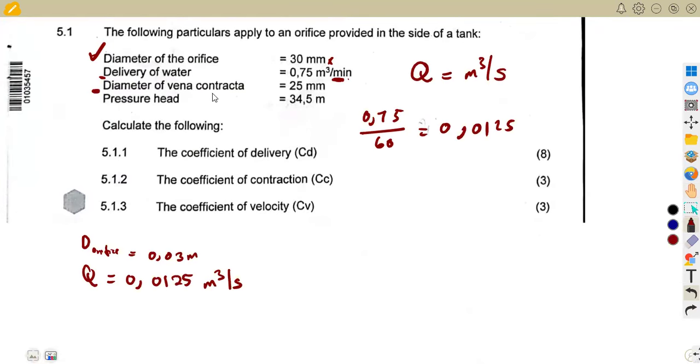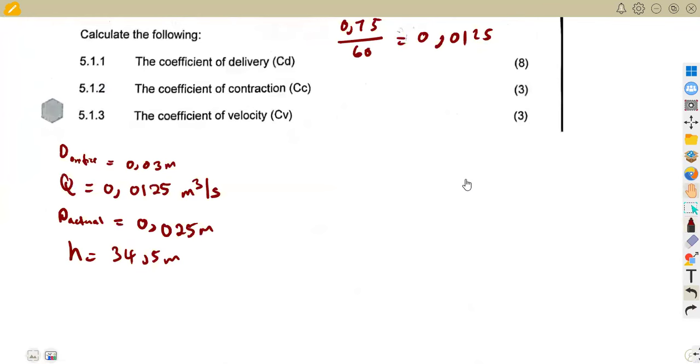Then the diameter of the vena contracta is the diameter that is at the throat. So it's the actual diameter in this case of the vena contracta at the throat, which is 0.025 if we divide by 1,000, in meters. Then the pressure head, which is the height that we're given in between. Remember, the height of water is called the pressure head. So the first question was to calculate the following.